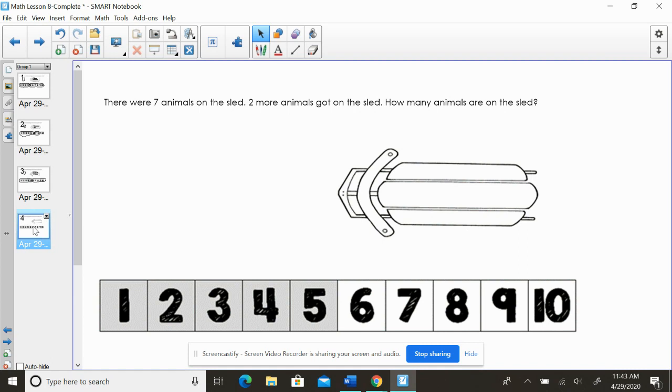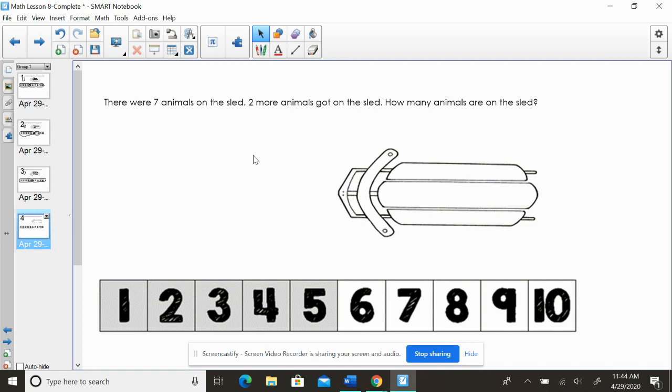You can draw your circles on the sled, or you can circle the two groups on your number path. And I want you to write down the number, the total number. If you want to do both strategies, that's totally okay. But if you know that one strategy works better for you, go ahead and show that strategy right now.